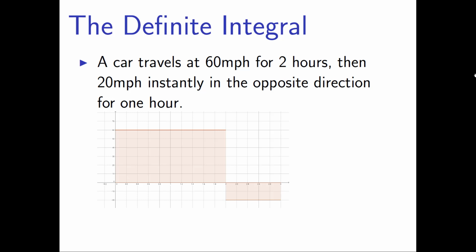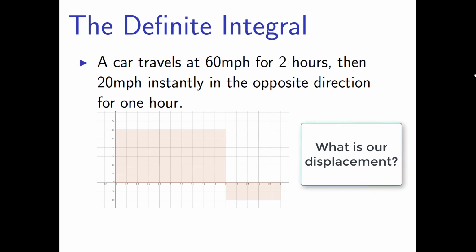Now we're going to ask the question, how far are we from where we started? Notice this isn't quite the same as asking how far have we travelled, because we've travelled some of the distance back again. We're asking for how far are we from where we started, and mathematically we call that displacement. What is our displacement? Well, 60 times 2 is how far out we went, 20 times 1 is how far back we came, and so we get 100 miles.